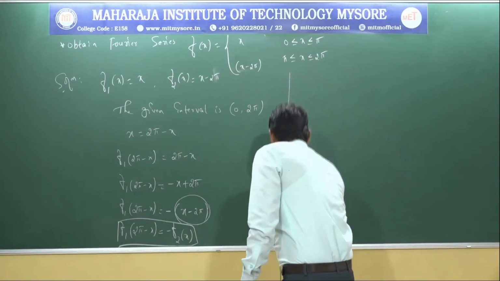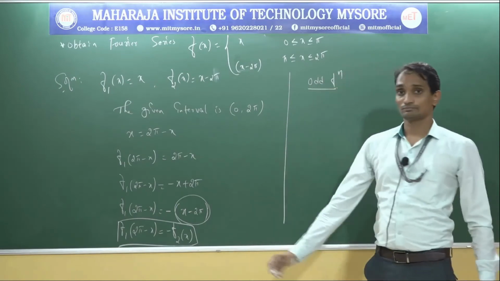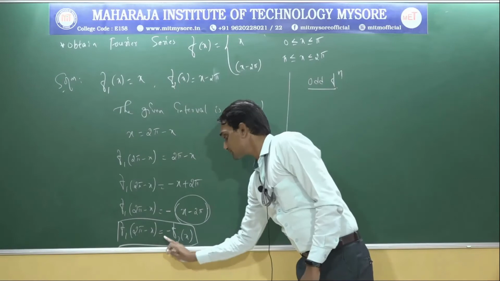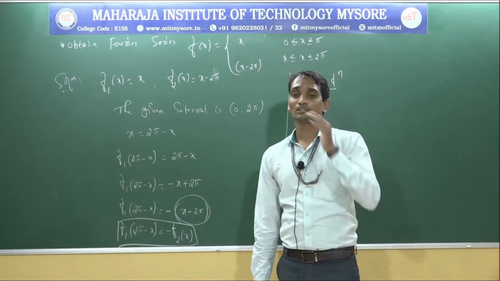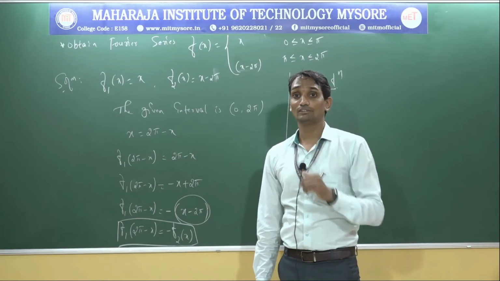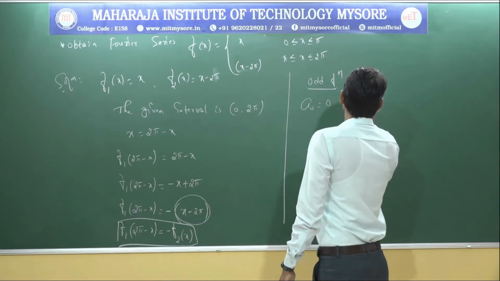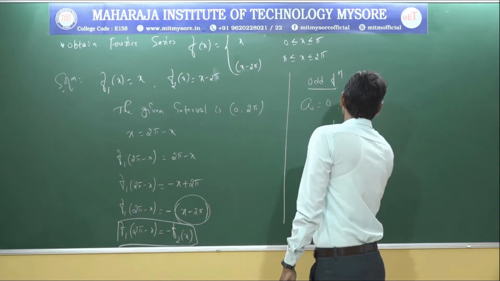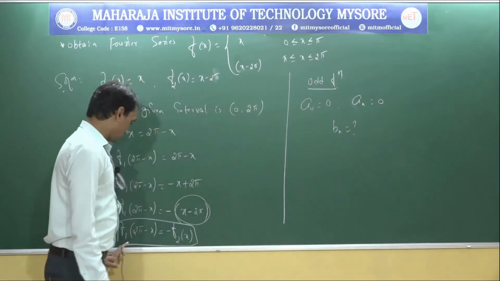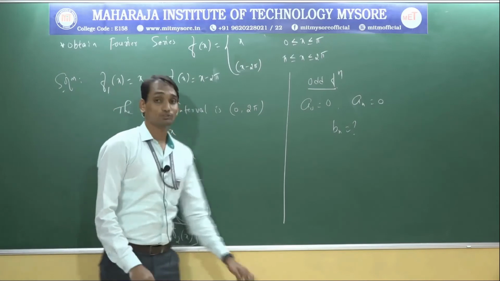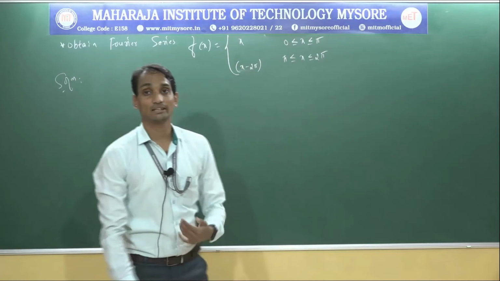So the given function is an odd function. f1 of 2 pi minus x equal to minus f2 of x, the given function is odd. If the given function is odd, a naught and an are 0, and we only need to calculate bn. So a naught equal to 0, an equal to 0, only bn value we need to calculate. If you got f1 of 2 pi minus x equal to plus f2 of x, then the given function is even. Now I will write the formula for bn.